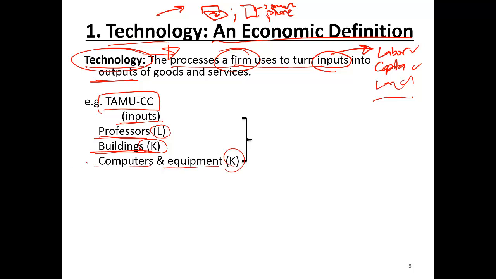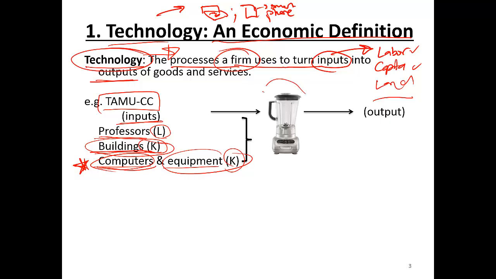So for instance, the computer tablet the university gives me so that I can record my classes would be an example of the capital component. My office would be building. So you combine them, so you put all these. I put a blender here. Obviously the university doesn't put professors and buildings in a blender and mix them.